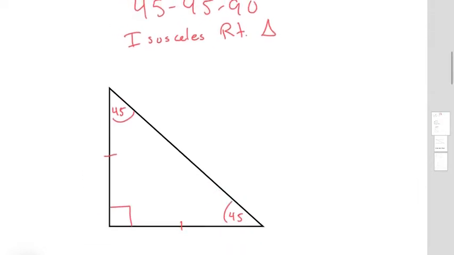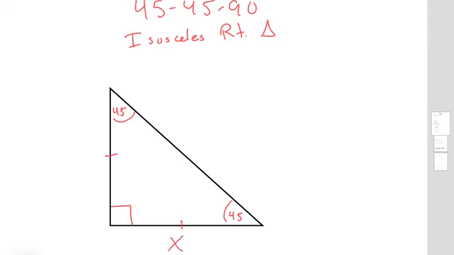And so when we label it, just how we labeled the 30, 60, 90, we're going to label this one for the 45, 45, 90. So across the both 45s, or the two congruent sides, we're going to label it x and x. And for the hypotenuse, in other words, the one across the 90-degree angle, or your longest side, is going to be x square roots of 2.